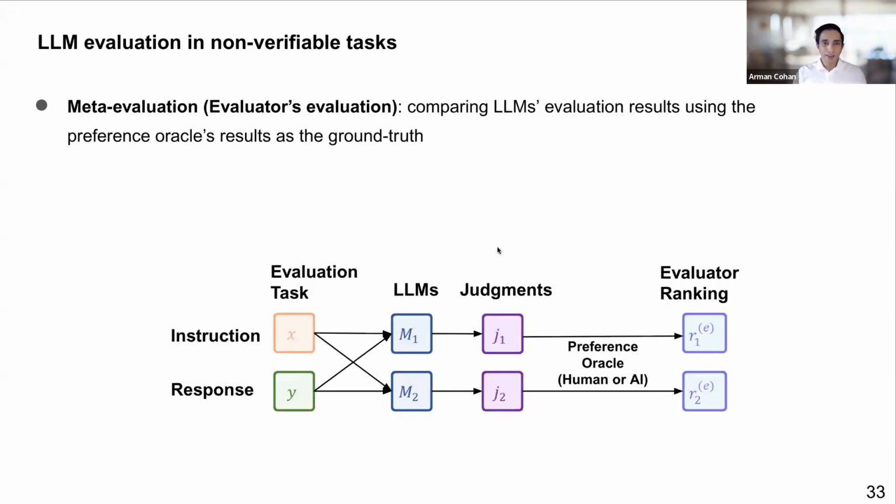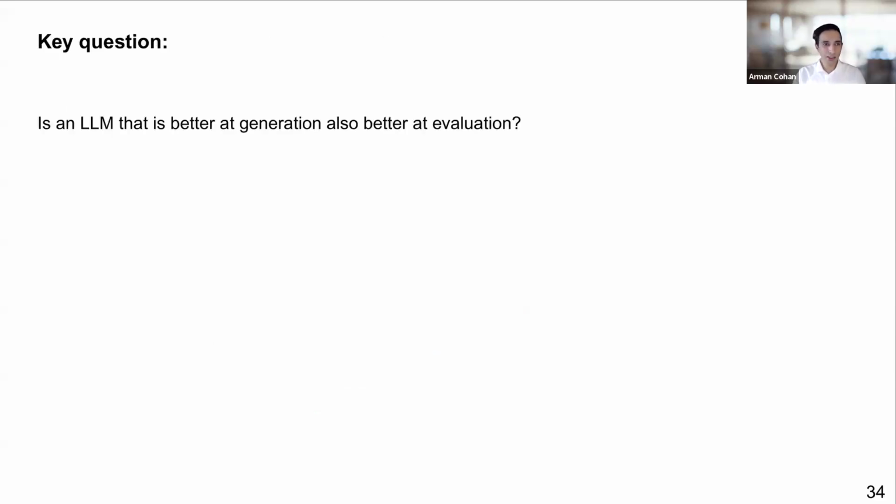And then the meta-evaluation is basically saying, if I get an output ranking of models or judgments, and then I get an evaluator ranking, how well does that evaluator ranking compare with the human rankings that I get? So the key question we want to ask in this work is, if an LLM is good at generation, is it also better at evaluation when you're comparing across different models?